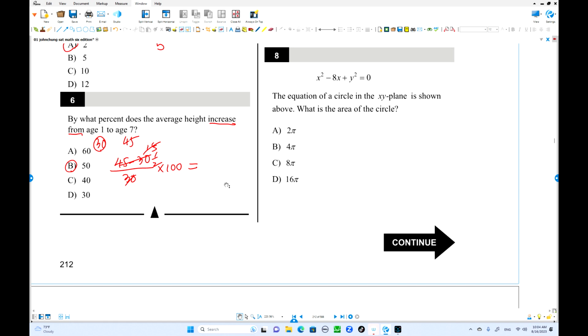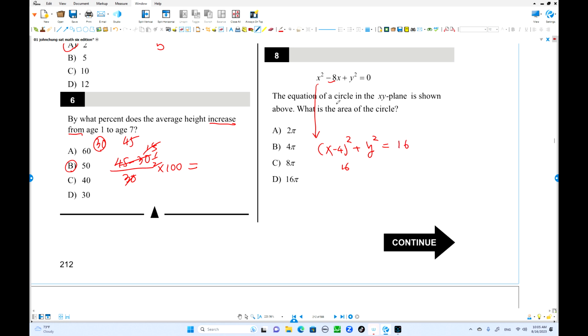And this is number 8. What is the area of this circle? We're going to set up the right standard form of this one. x minus half of this one is negative 4, squared, plus y squared. That's the perfect squares. You can add 16 to both sides.